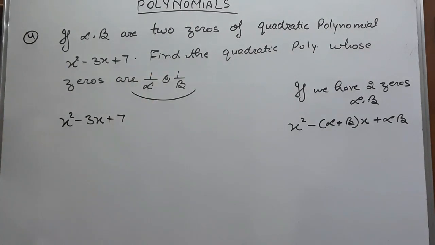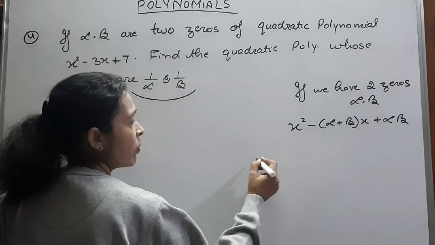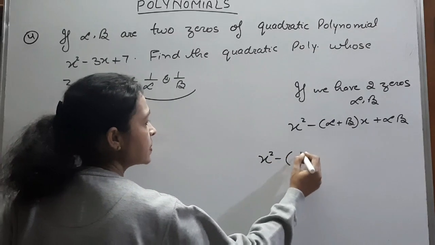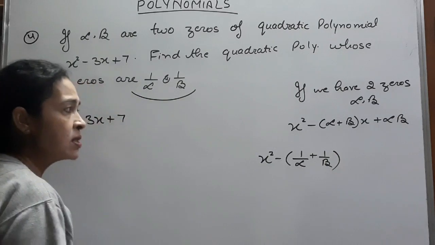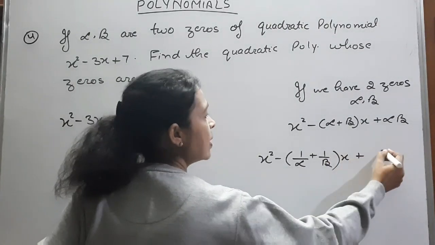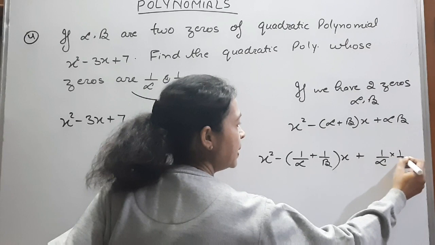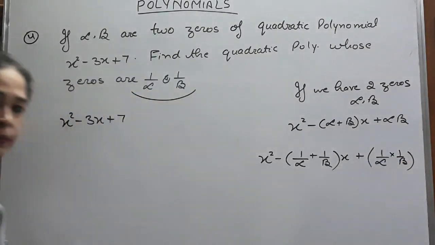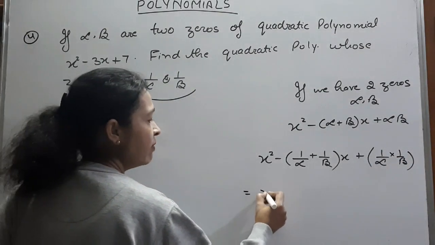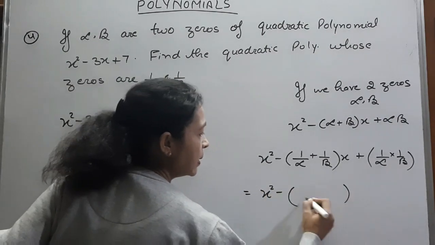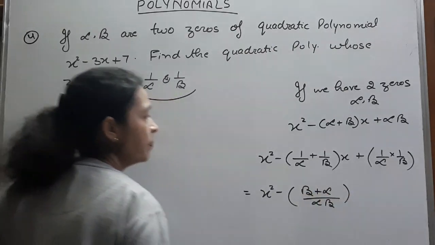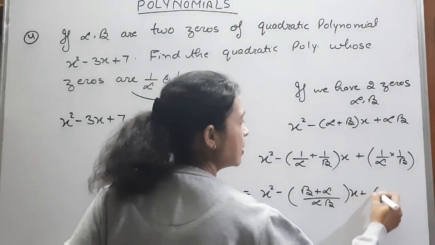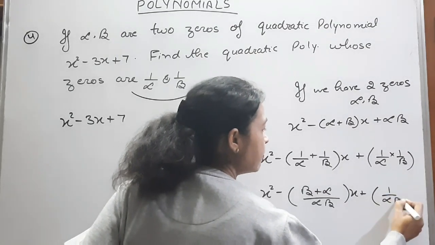In this case, zeros are 1 upon alpha and 1 upon beta. Our quadratic polynomial will be x square minus 1 upon alpha plus 1 upon beta, the sum of zeros, into x plus 1 upon alpha into 1 upon beta, that is the product of zeros. So our polynomial will be x square minus, taking LCM as alpha and beta, beta plus alpha into x plus 1 upon alpha beta.